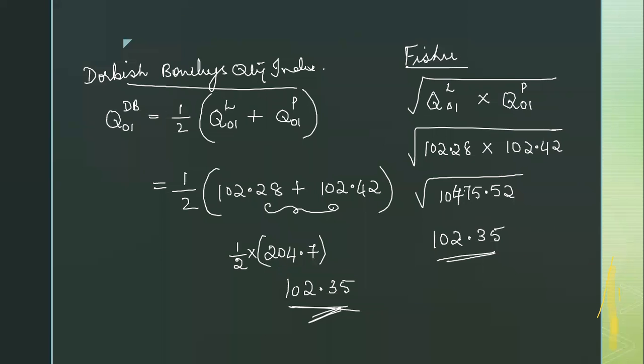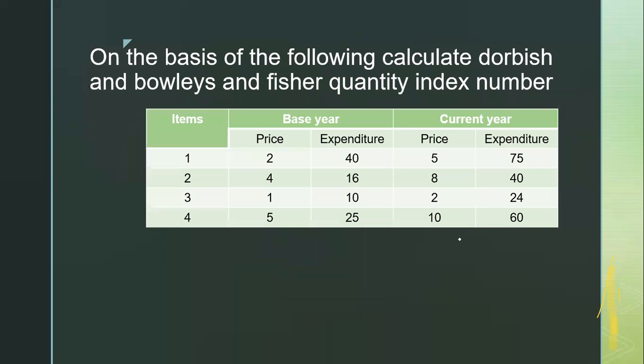Okay, quickly we will work out one last problem where we have to calculate only two methods, that is Darvish and Bowley's method and Fisher index number. I have given the price and expenditure of the base year and the price and expenditure of the current year. Here you first see, I have given you the price and the expenditure. What you need here is quantity. So how will you find out quantity?